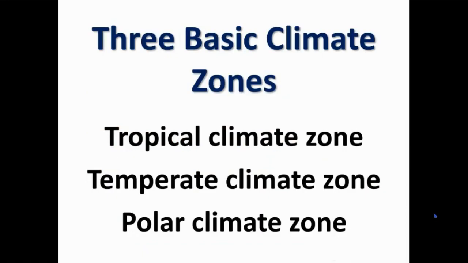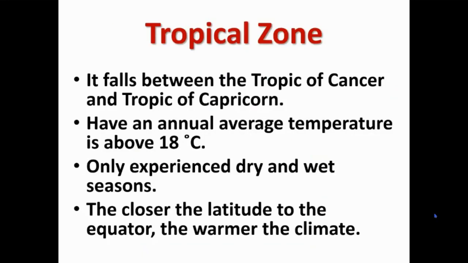So malalaman natin dito yan, no, sa 3 basic climate zones. So they are tropical, temperate, and then polar climate zone. So the tropical zone falls between the Tropic of Cancer and Tropic of Capricorn. They have an annual average temperature above 18 degrees Celsius. They only experience dry and wet season, and then the closer the latitude to the equator, the warmer the climate.